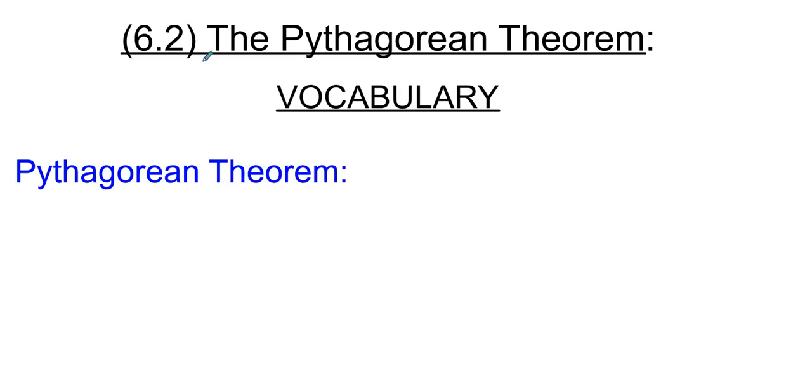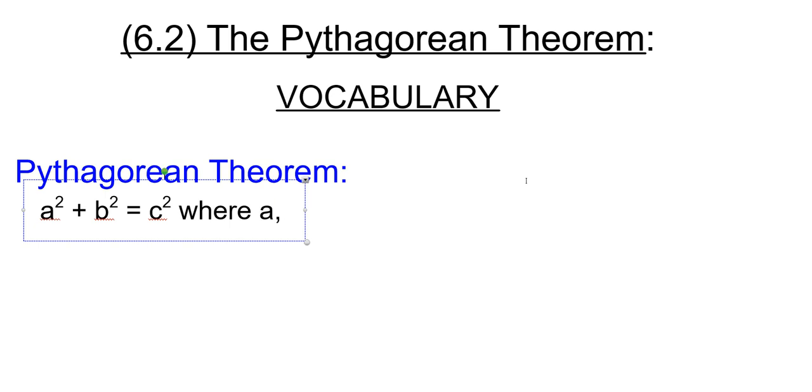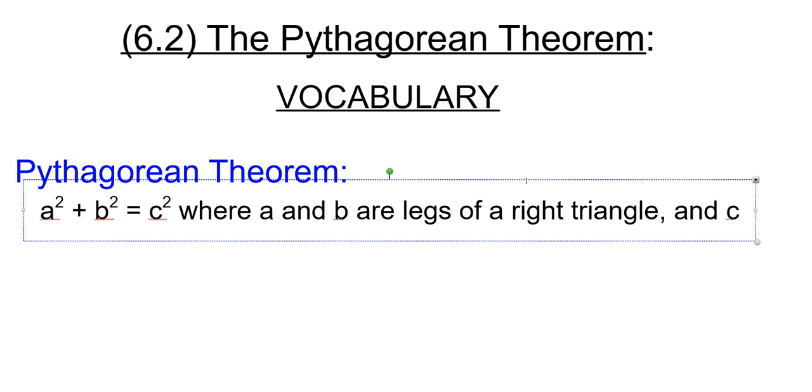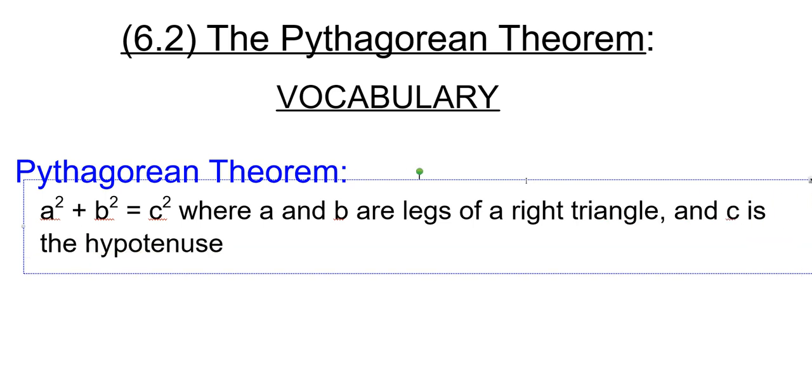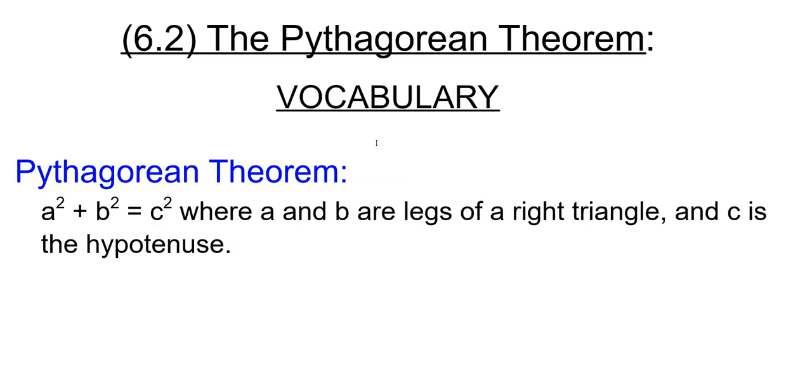And now here it is, just like the title says, the Pythagorean theorem. So what is the Pythagorean theorem? The Pythagorean theorem says, it's going to be easier to type this one out. It says a squared plus b squared equals c squared. That's the Pythagorean theorem formula, but the full definition is a squared plus b squared equals c squared, where a and b are legs of a right triangle, and c is the hypotenuse. So that is the Pythagorean theorem.